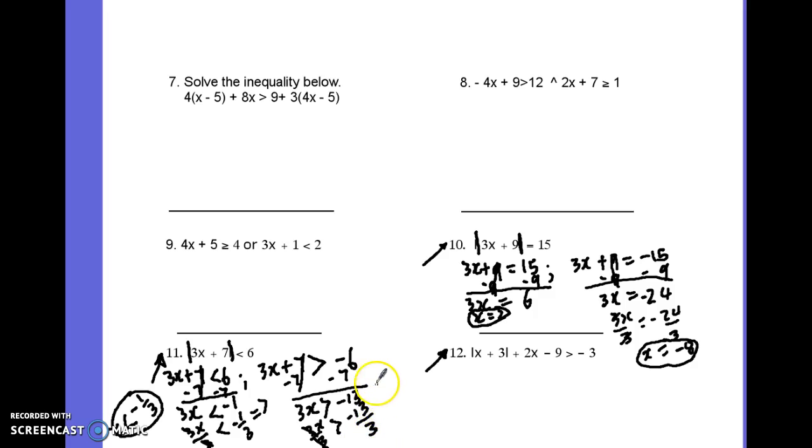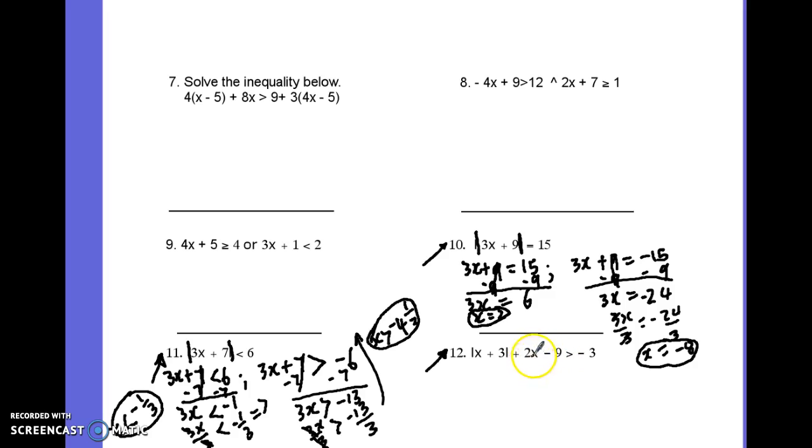This now becomes x greater than. 3 goes into 12 4 times. And 1 left over, 1/3. And negative divided by positive is a negative. So those are the two answers. Alright? So that's a basic heartbeat of the absolute value.